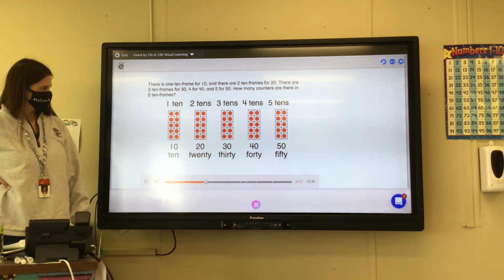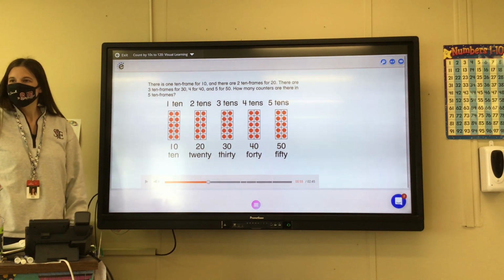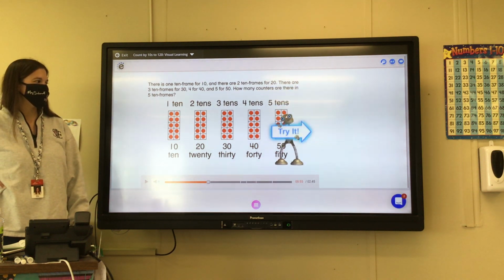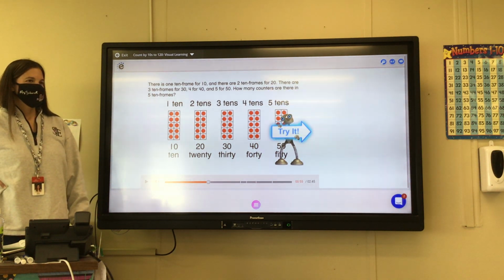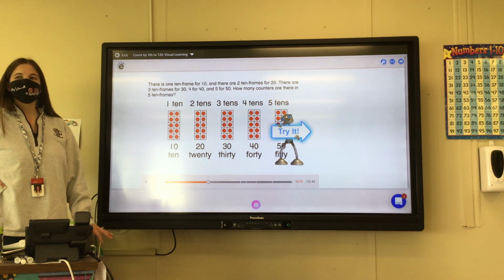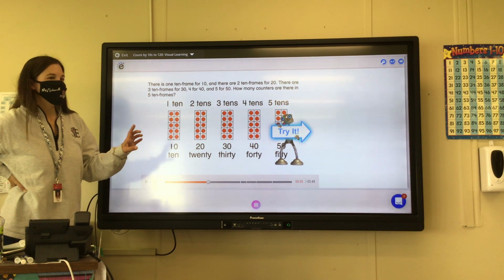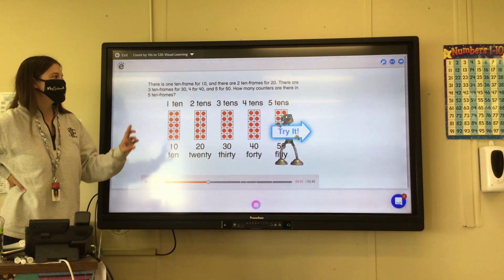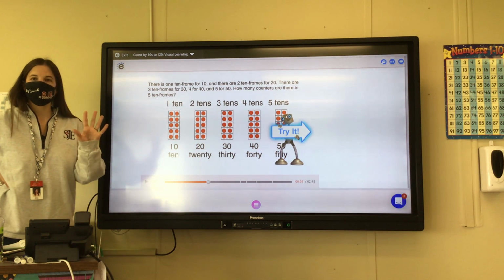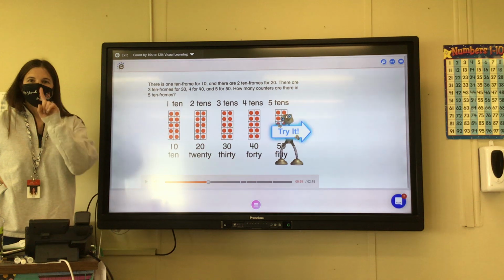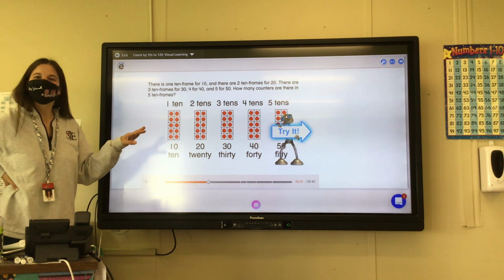How many counters are there in 5 10 frames? How many in one? 10. How many in 5 though? Listen, please. How many counters are there in 5 10 frames? 50.